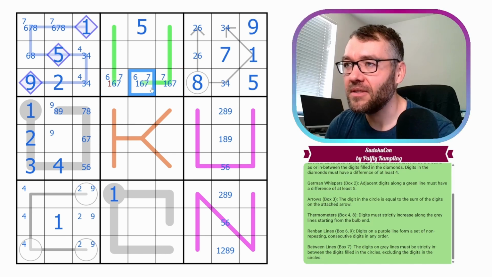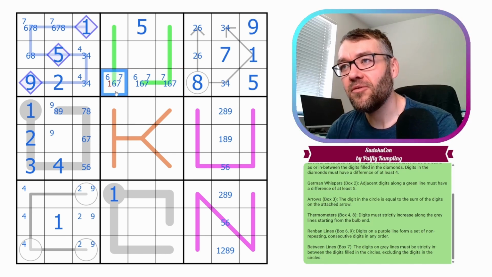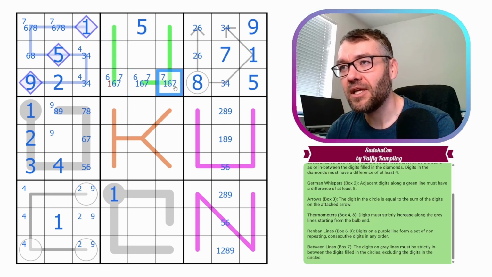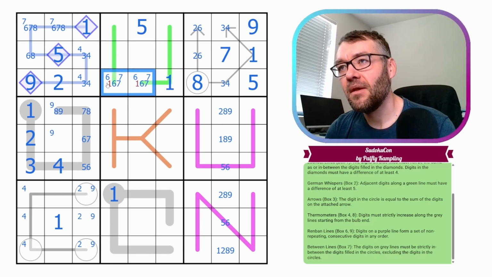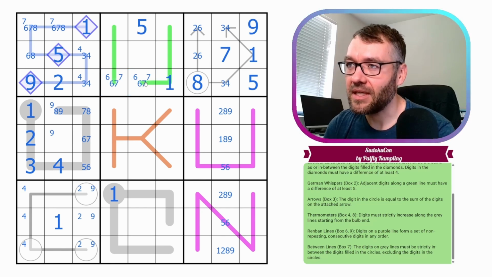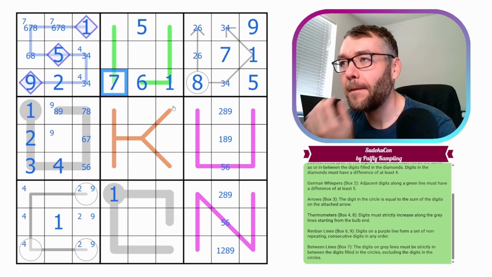Actually, 1 can't go here. Because if 1 went here, that would force 6 to go here, and that would force 1 to go here, and we'd have 2 1s. So that doesn't work. So 1 actually has to go right here. And since the 6 has to go in one of these two German whistles, it has to go here, and this has to be a 7. Oh man, I could have done that a while ago. Okay.